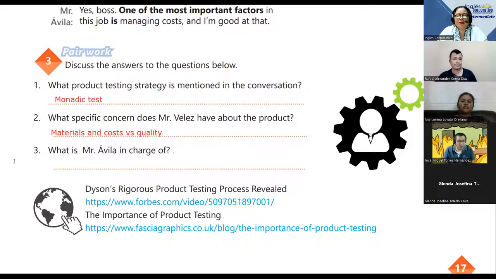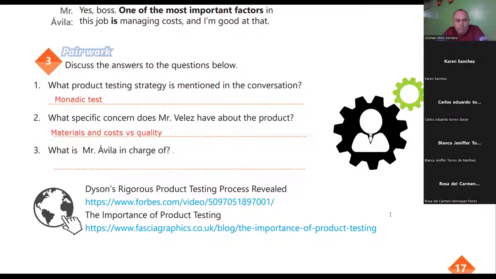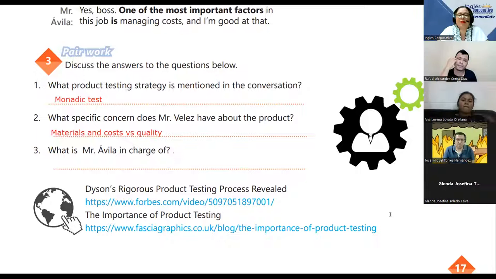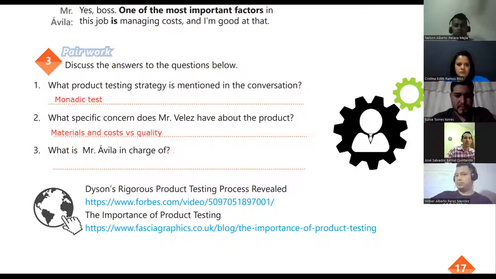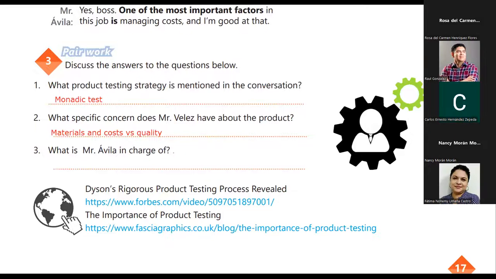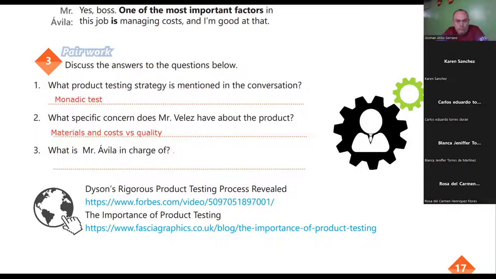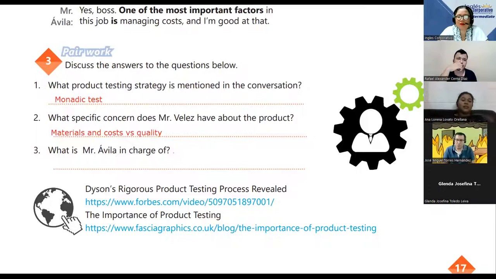And the last one, what is Mr. Avila in charge of? The last part. He said that maybe he is good for managing the cost. One of the most important things is managing the cost. But also he say that he is good for that. Say Mr. Avila to Mr. Vélez.